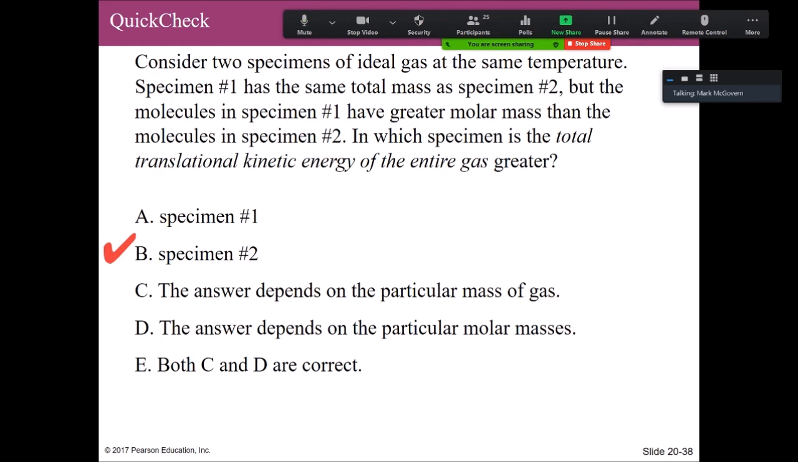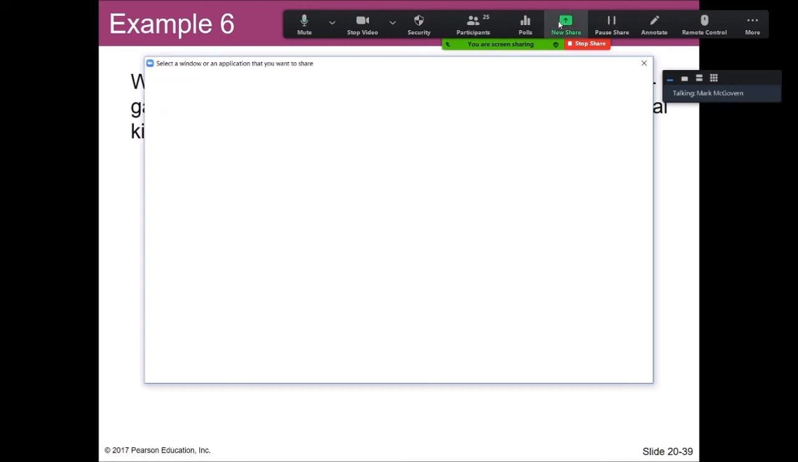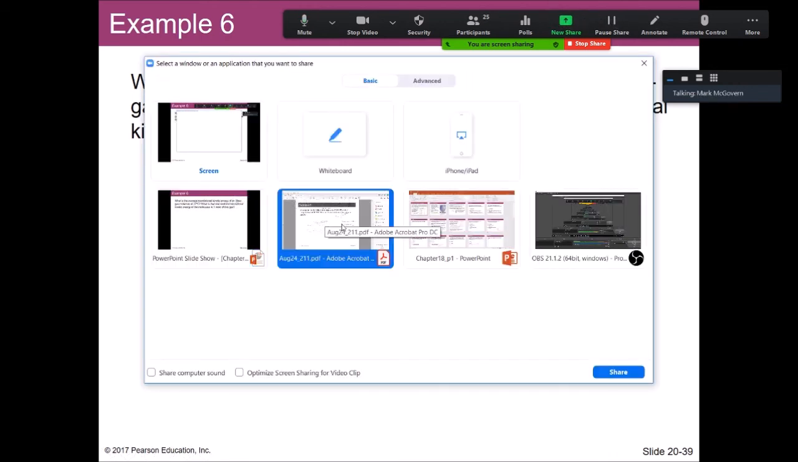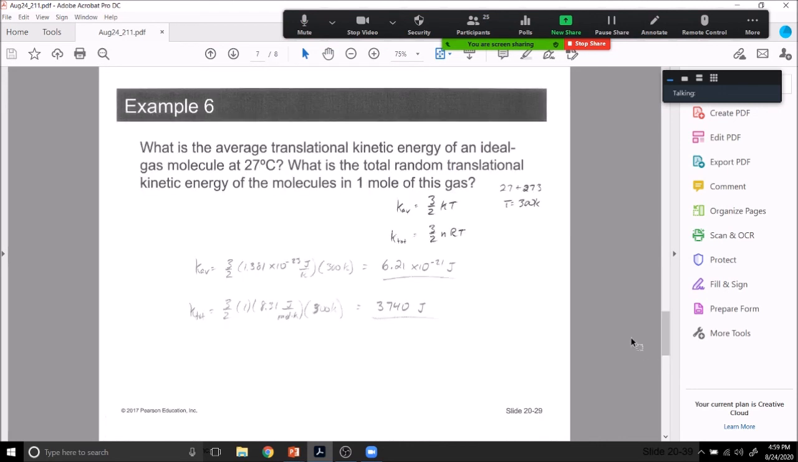Fantastic. It's a lot of things to worry about here. What is the average translational kinetic energy of an ideal gas molecule at 27°C? What's the total random translational kinetic energy of molecules in 1 mole of this gas? Trust me, it won't always be this easy. I'm just warning you. All right, we have 2 expressions for this.